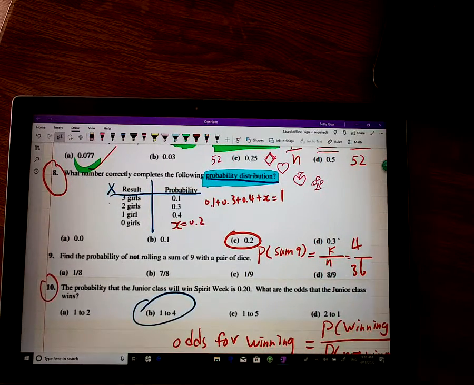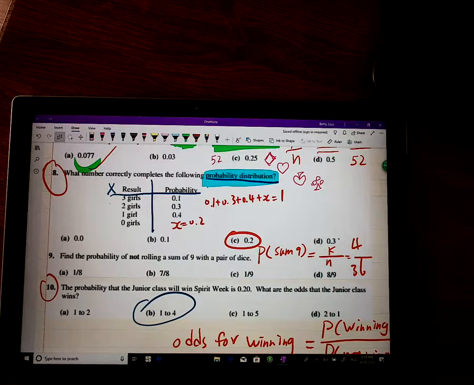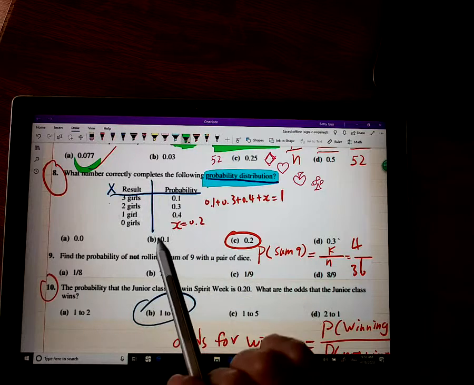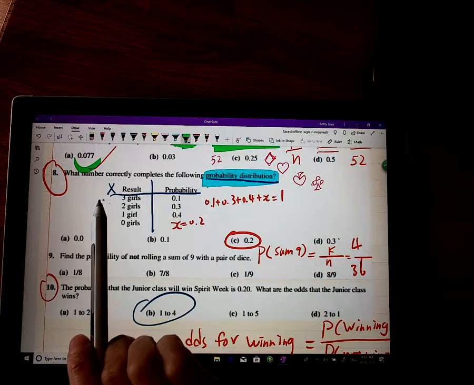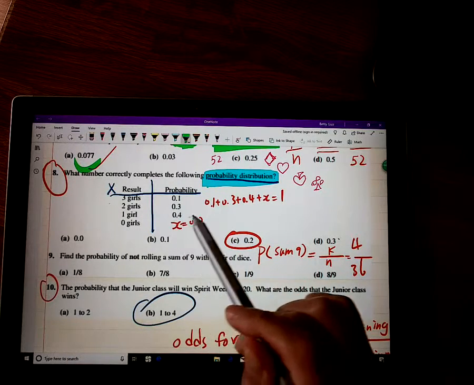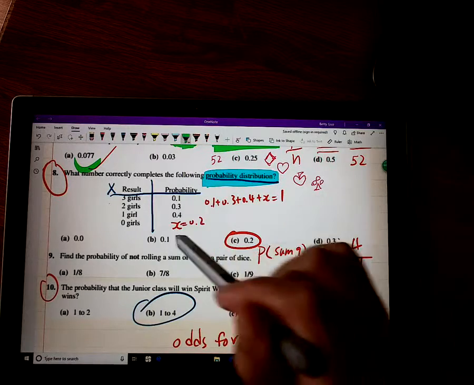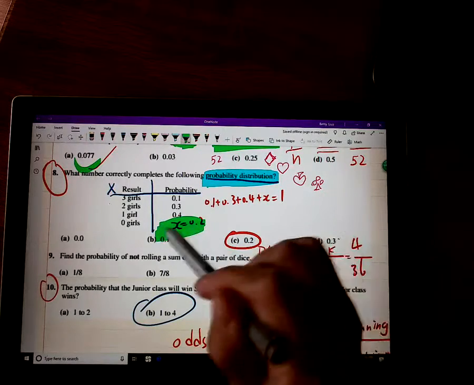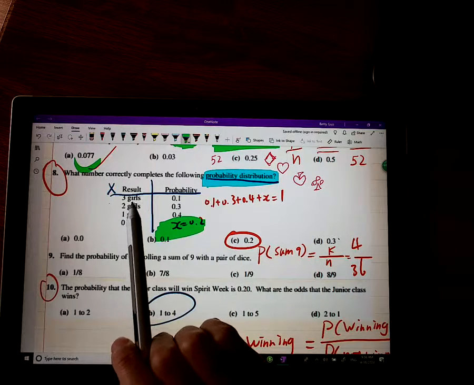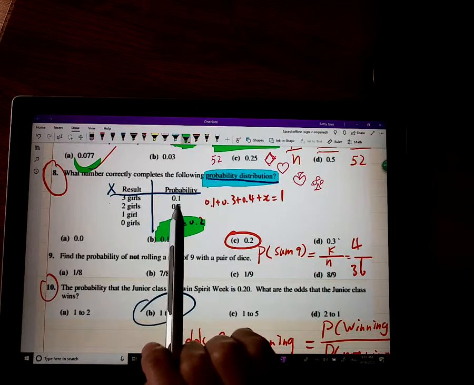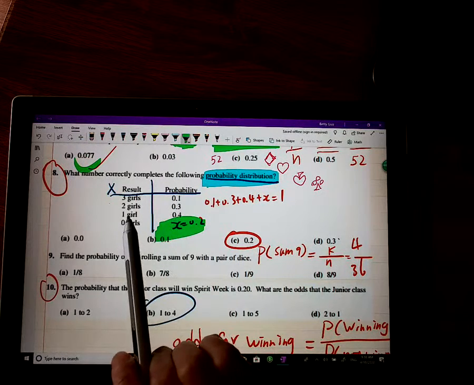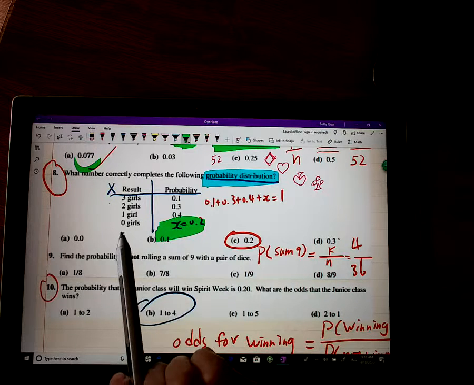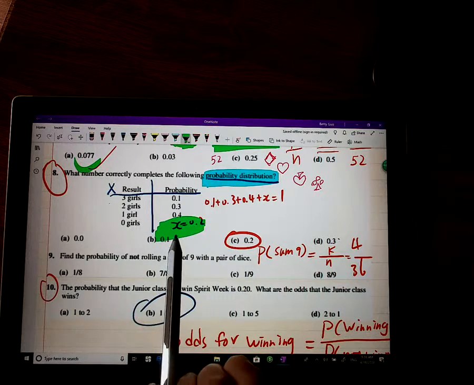What number correctly completes the following probability distribution? So we are given that the table is a probability distribution for a random variable x. We need to fill in the blank right here. The probability of getting 3 girls is 0.1. Probability of getting 2 girls, 0.3. Probability of getting 1 girl, 0.4. Then what's the probability of getting 0 girls?